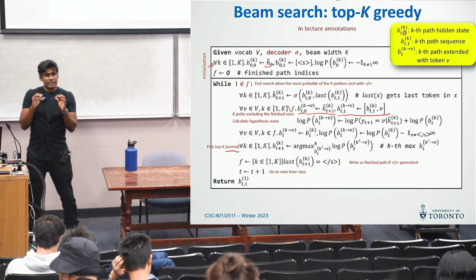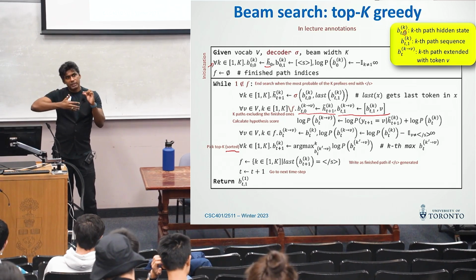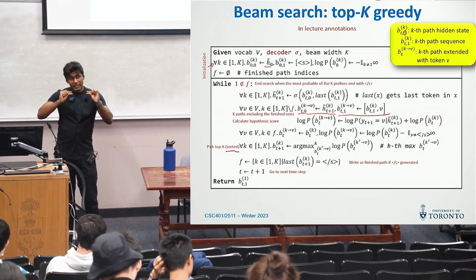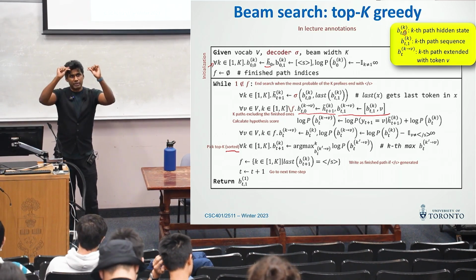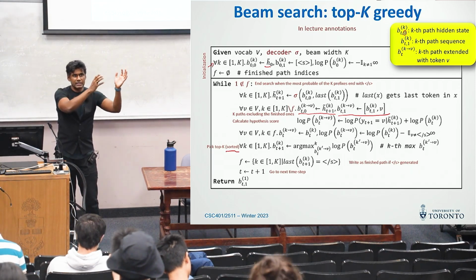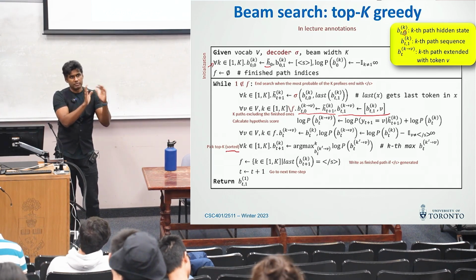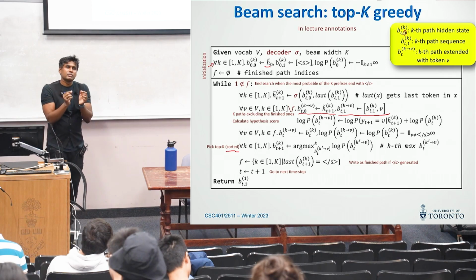You take 2 more steps. You still have, but after 2 more steps, all the other probabilities have gone down, and the one that was complete moves up, percolates up. And then you can end your search, and you can just return that. You can even have just 1 complete hypothesis, and you're done. So it depends on the stopping criteria.